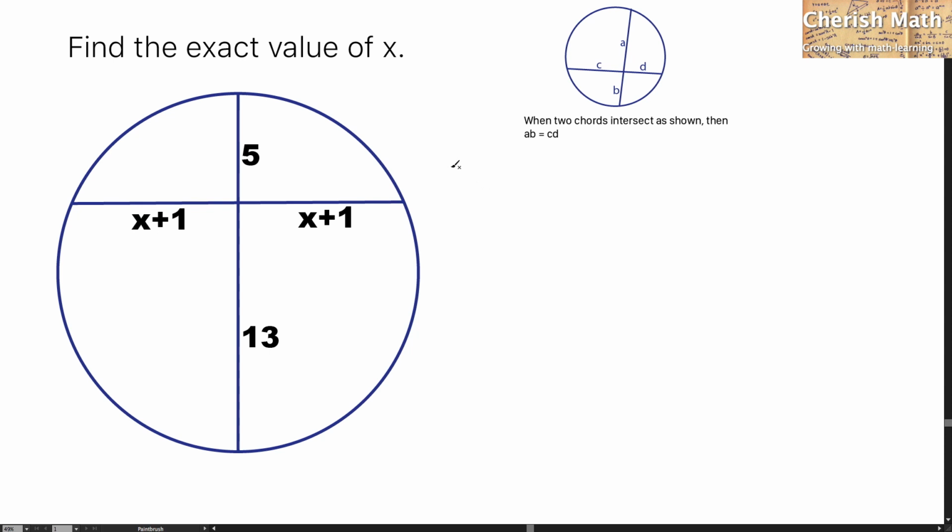And this is what it's going to be, by using 5 times 13 equals (x + 1) times (x + 1). And we try to expand the equation here. That would be x squared plus 2x plus 1 equals 65. I'm going to bring 65 to the left, and that turns into x squared plus 2x minus 64 equals 0.